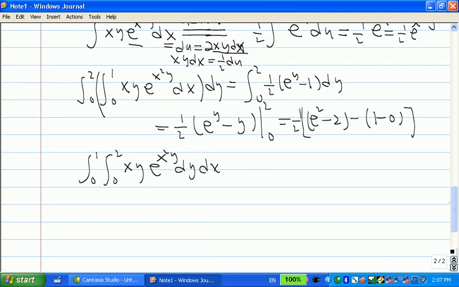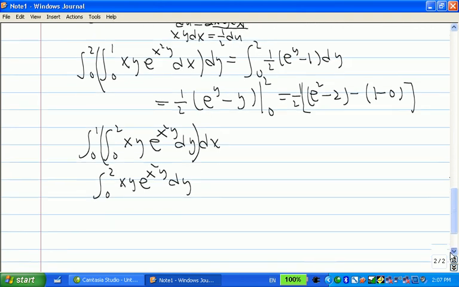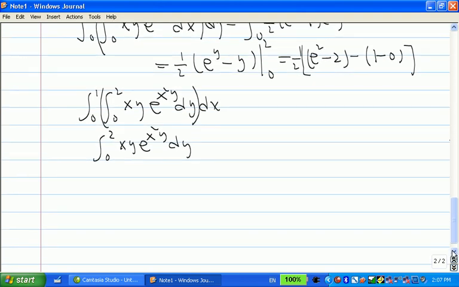Okay, now let's look at the inside one. This really is two integrals. You need to integrate two integrals. Always start with the interior one, the inside one. 0 to 2 xy e to the x squared y dy. We need to find this definite integral. This integral is about y. That means whenever you see x, you treat it as a constant. I suggest you try this one first. Find the antiderivative, then worry about 0 and 2.